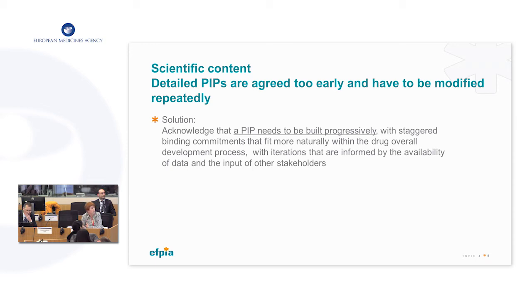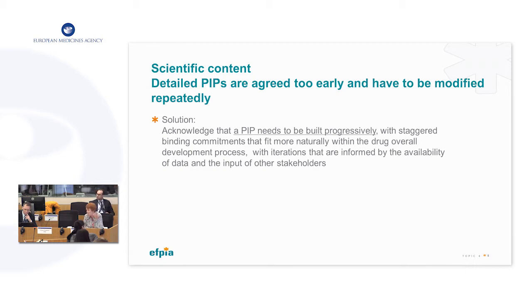So regarding the scientific content, and for those detailed PIPs which are agreed too early and have to be modified repeatedly, the solution is to acknowledge that a PIP needs to be built progressively. You have stepping stones already built in. You do your pre-clinical and use your pre-clinical data to move into your pharmacokinetic data. Use your pharmacokinetic data and your adult data to inform your phase 3. So if you stagger those commitments into the way they're going to be generated during your development process, then you have something that actually works better. It fits with the way industry works, and it allows each iteration of your PIP to be better informed.